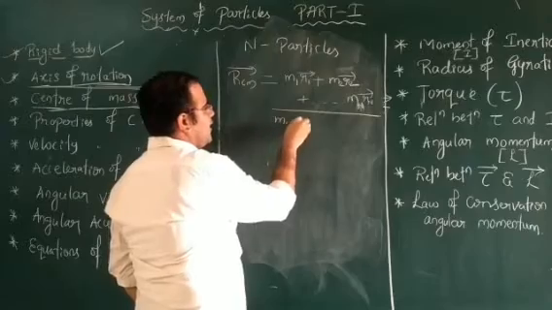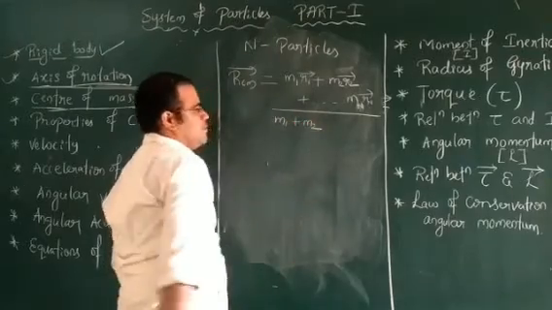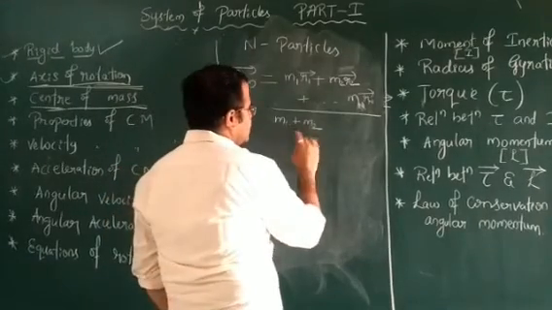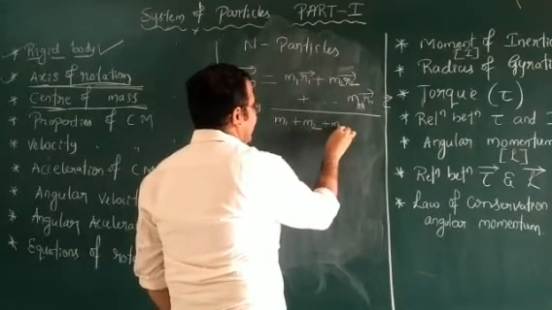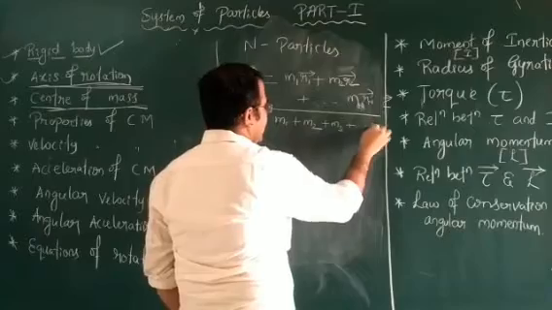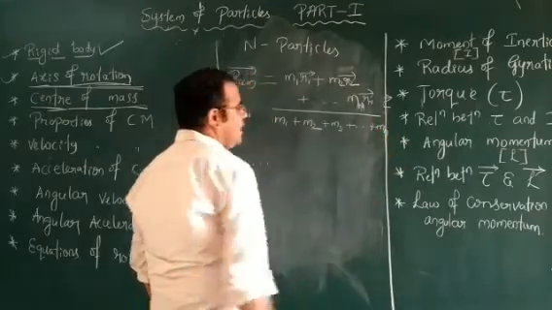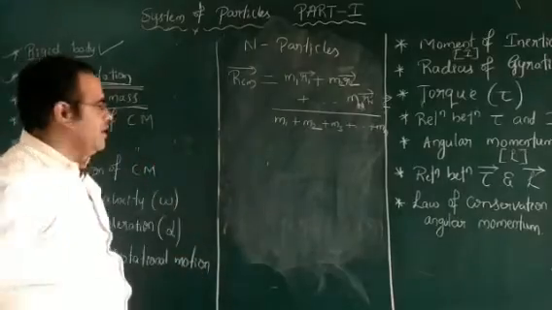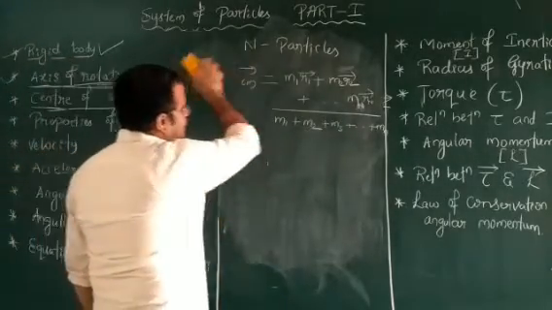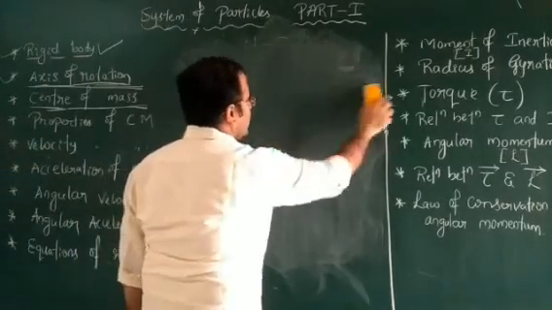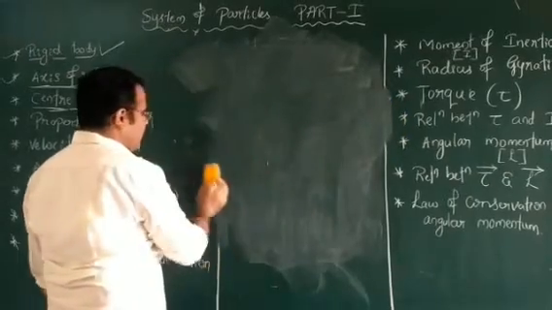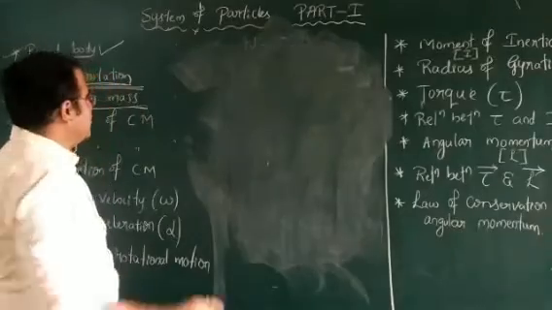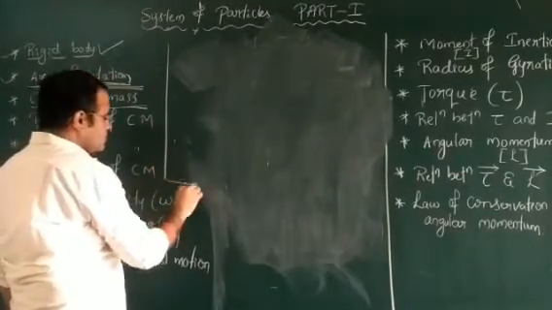the sum of the masses of the individual particles: m1 plus m2 plus m3, and so on, up to the last particle having a mass mn. So this is the equation for the center of mass when we have n number of particles.